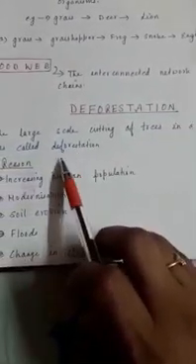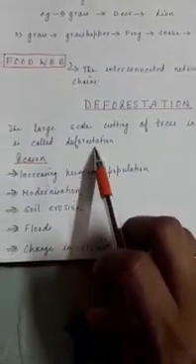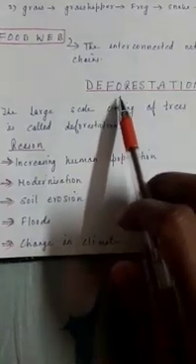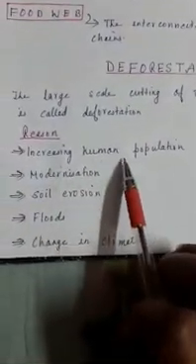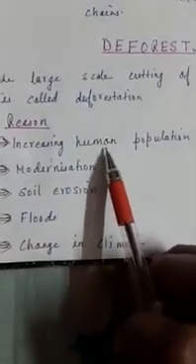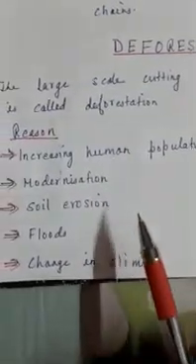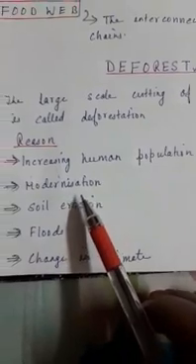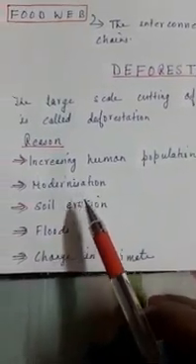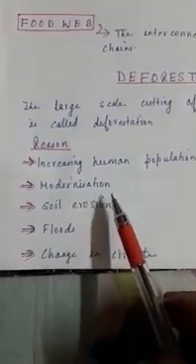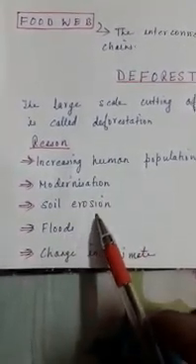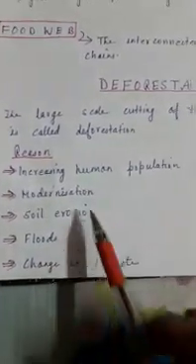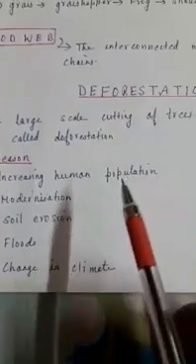Now, deforestation. What do you mean by deforestation? A large scale cutting of trees in a forest is called deforestation. It means cutting down a forest is called deforestation. What is the reason behind deforestation? First point is increasing human population. Increasing human population means if there is a large number of people, then their requirements also increase. Modernization. It means our lifestyle changes. We require more things. Now, second point is soil erosion, floods, change in climate. All these are reasons behind deforestation.